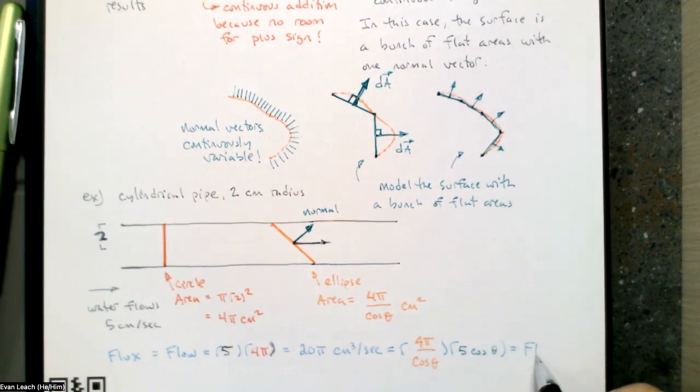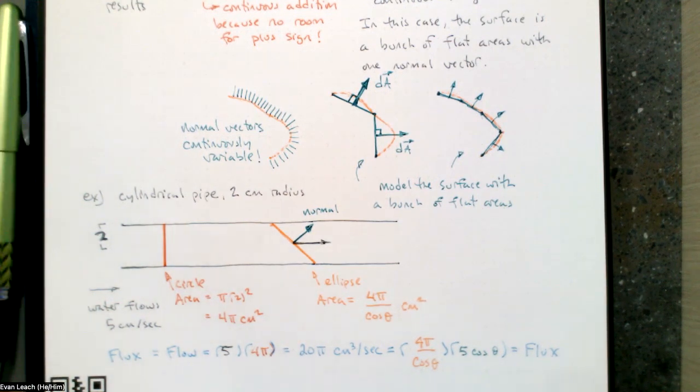And that's our flow. So we still get 5 cosine of theta times 4 pi over cosine theta. The cosine thetas cancel out. It's still going to be 20 pi cubic centimeters per second. How much of the flow is normal? Any questions?